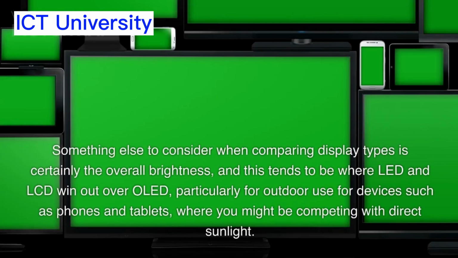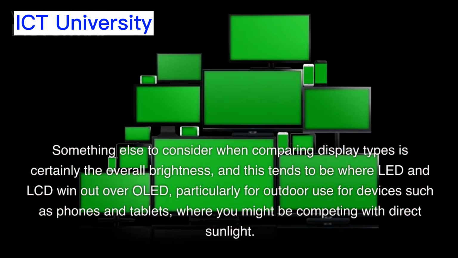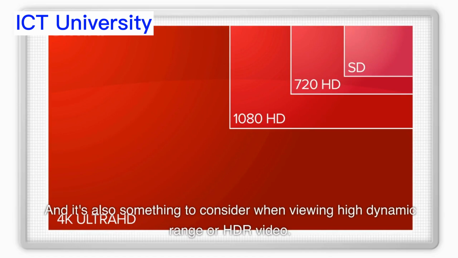Something else to consider when comparing display types is certainly the overall brightness, and this tends to be where LED and LCD win out over OLED, particularly for outdoor use for devices such as phones and tablets, where you might be competing with direct sunlight. And it's also something to consider when viewing high dynamic range or HDR video.